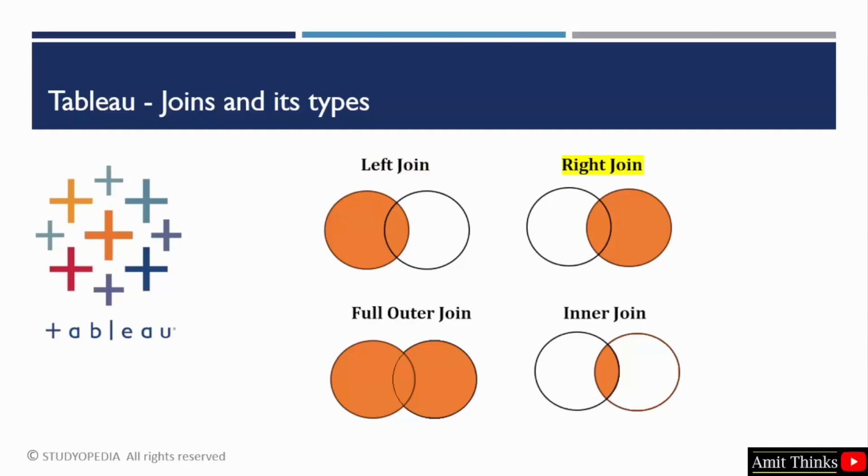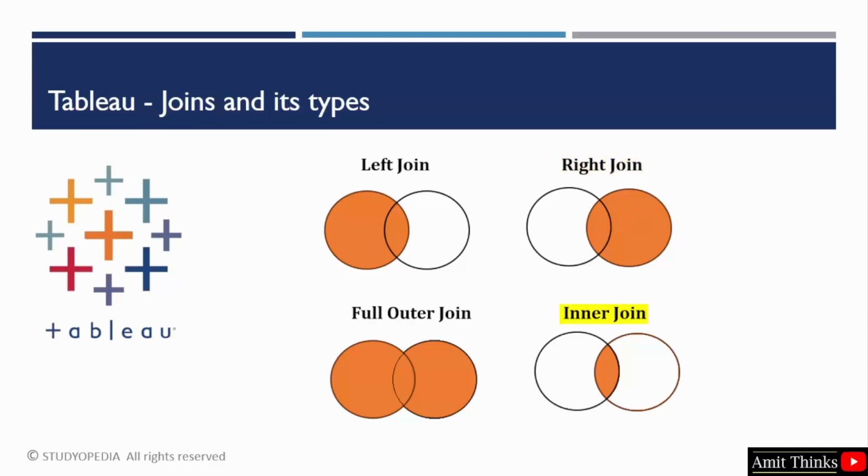Now comes the right join. Here first consider the left circle as the left table and the right circle as the right table. Okay, so we are joining two tables. In the right join, as I said, it is the opposite of left join. It will return all the rows from the right table and the matching rows from the left table. So you can also see the matching rows with the color.